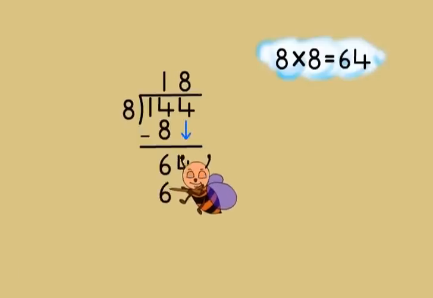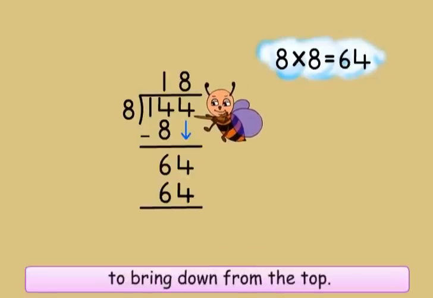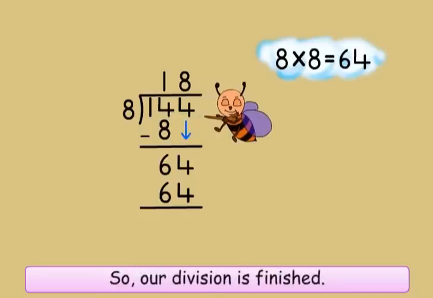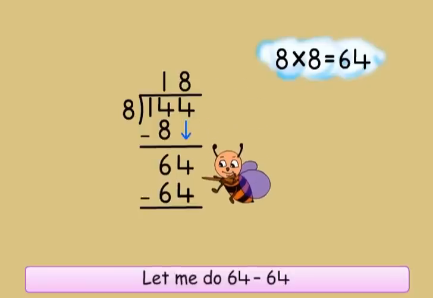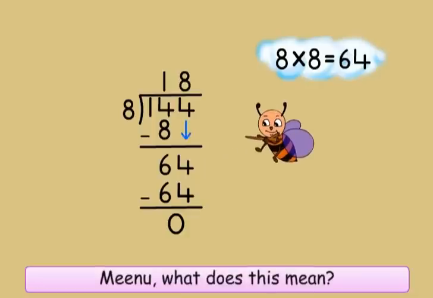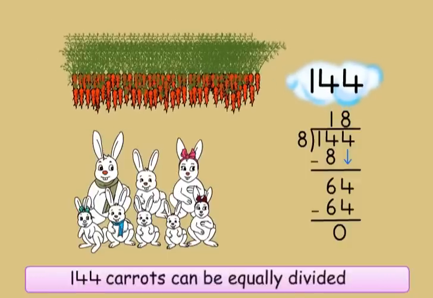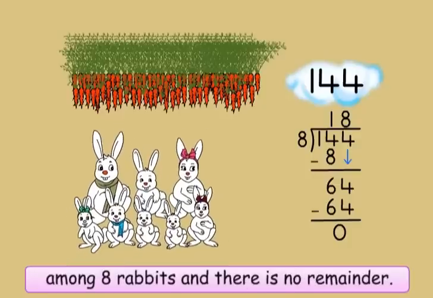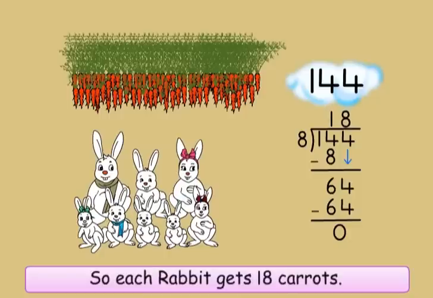There is nothing more to bring down from the top. So, our division is finished. Let me do 64 minus 64. It is 0. Meenu, what does this mean? Buzz, it means that the remainder is 0. 144 carrots can be equally divided among 8 rabbits and there is no remainder. The answer is 18. So each rabbit gets 18 carrots.